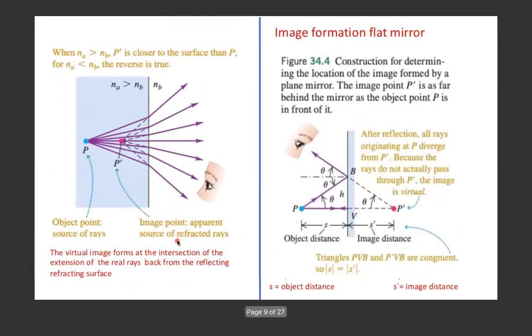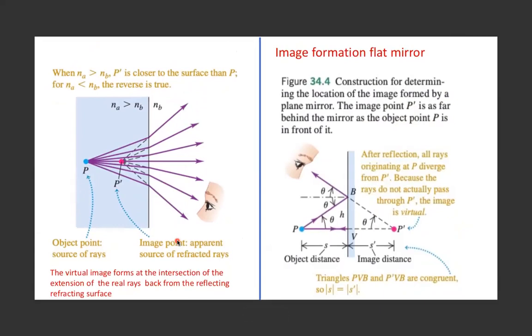That's something you have to understand. Let's see how the image forms in a flat mirror. This is a construction that we're doing. Whenever the virtual image forms at the intersection of the extension of the real rays back from the reflecting or refracting surface, like this is the virtual image.